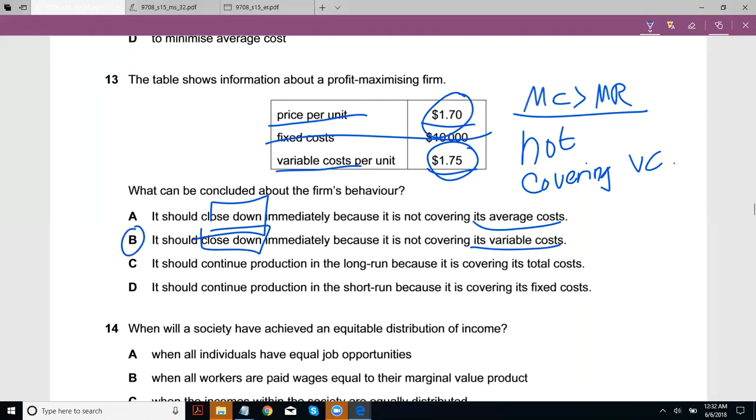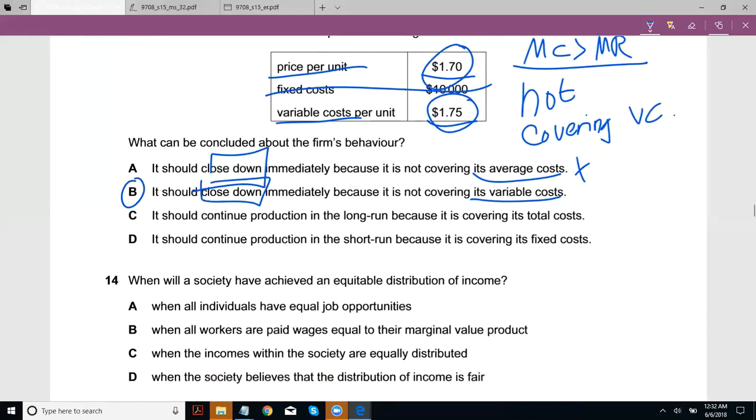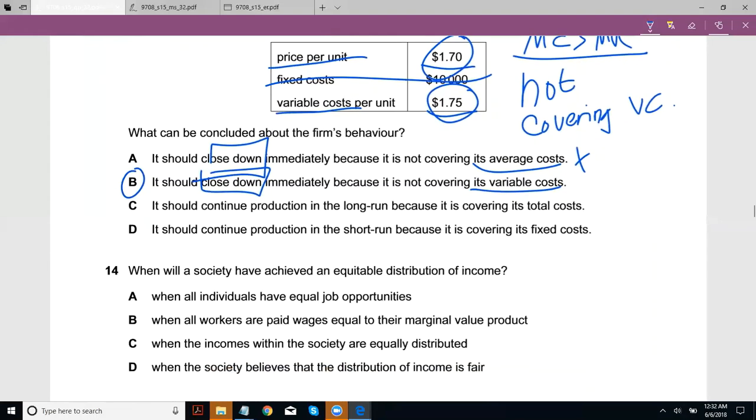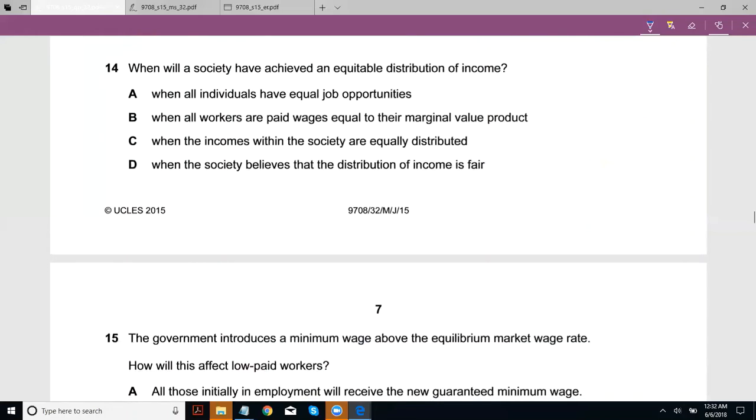That is D. So you can still produce with price less than average costs and still continue production in the short run, hoping that you will cover for that in the long run. But in the short run, if you're not even covering your variable costs, that is when you shut down, not just when you're not covering your average costs. So even if you're not covering fixed costs, it's fine in the short run at least.